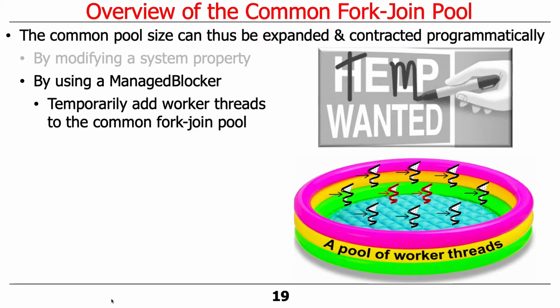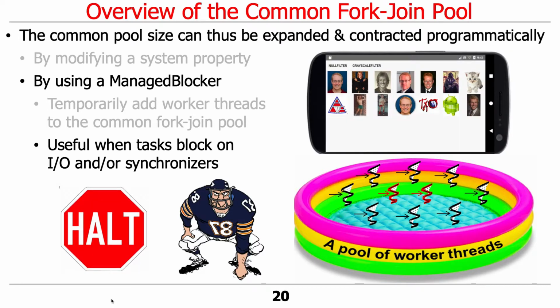What it'll do is that the ManagedBlocker interface can temporarily add worker threads to the common ForkJoin pool. Kind of like adding seasonal workers to Walmart or Amazon during the holiday season or whatnot. This is particularly useful when tasks block on I/O or other synchronizers, because you don't have to try to guess what the program will do. It simply does what it does, and then the framework ferrets out what's going on and responds accordingly.